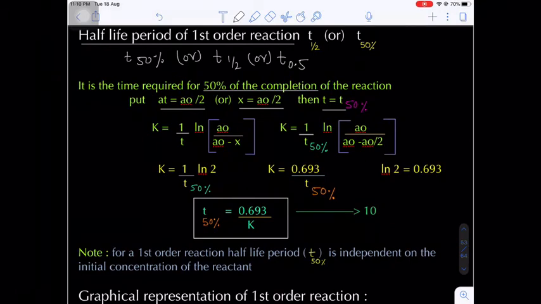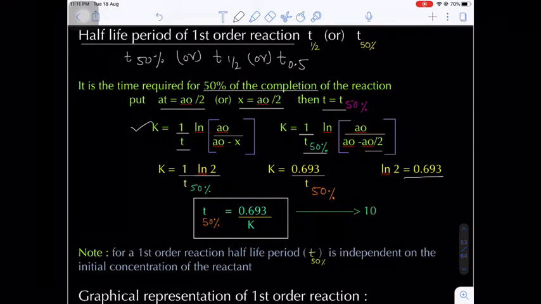So k is equal to 1 by t ln a naught by a naught minus x, where if you put the x value as a naught by 2, then the t becomes t50. Instead of t I am writing t50, instead of x I am writing a naught by 2. So in the denominator a naught minus a naught by 2, you will get a naught by 2. In the numerator also a naught is there, a naught gets cancelled, so you will get 1 by 2. That means overall you will get the ln 2 value.